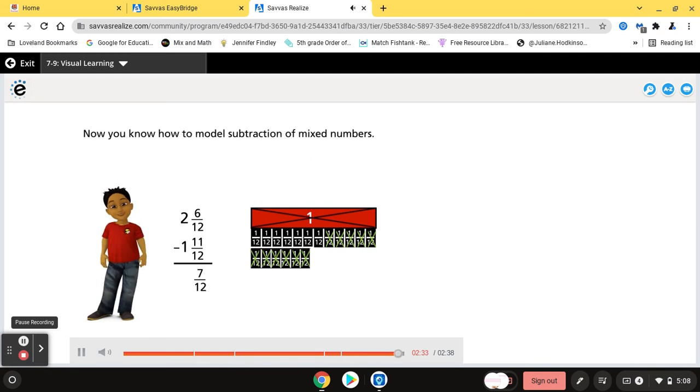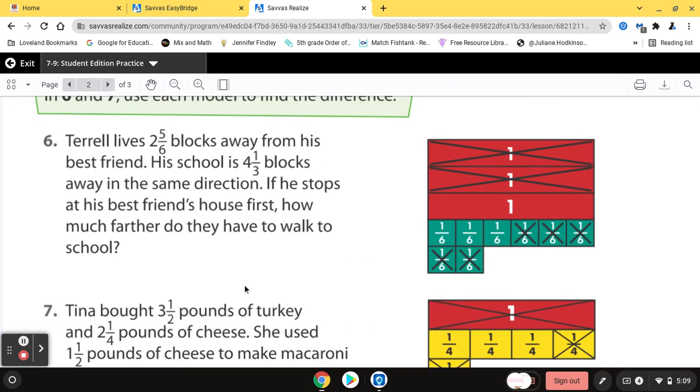Now you know how to model subtraction of mixed numbers. So we're going to do a couple practice questions where we are reading the models together. This is on page 303 of your book. We're looking specifically at questions 6 and 7, and I picked these ones because they use the actual models.